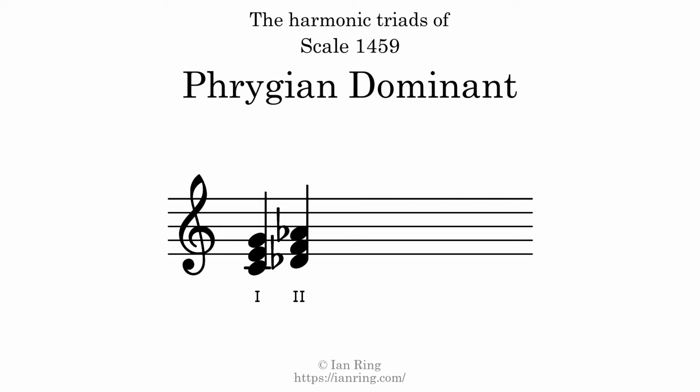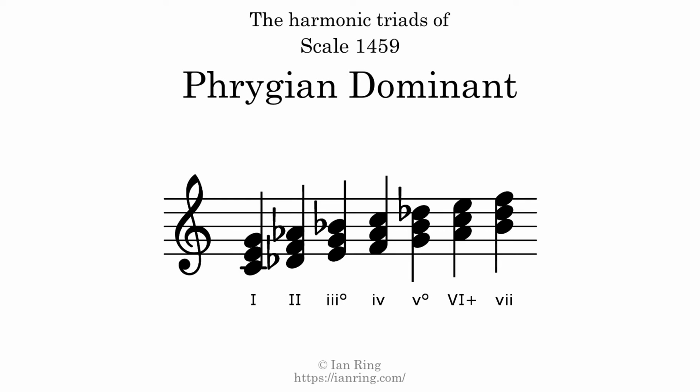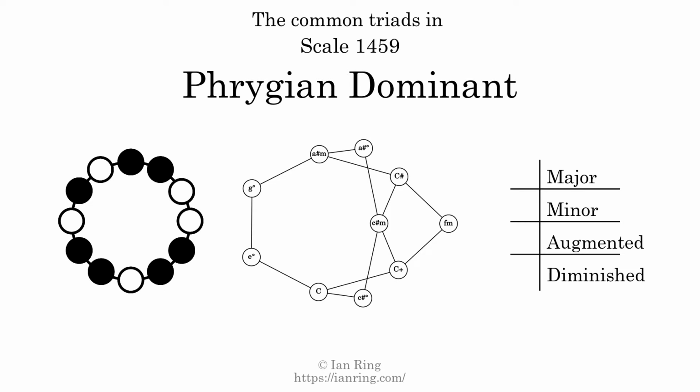Here are the harmonic triads present in this scale. Major, major, diminished, minor, diminished, augmented, minor. Here are the common triads present in this scale. The diagram in the center is a graph of parsimonious voice leading between triads. There are 2 major triads. There are 3 minor triads. There is 1 augmented triad. There are 4 diminished triads. Here is a Hamiltonian path of parsimonious voice leading that uses all the triads.